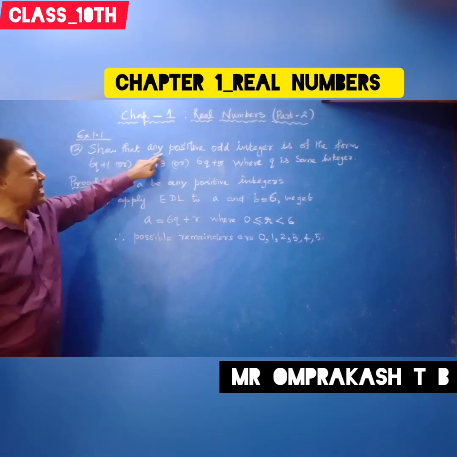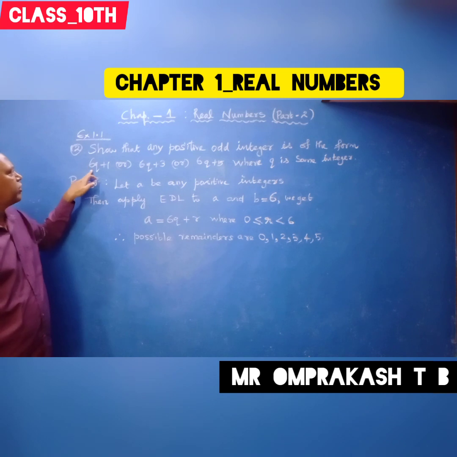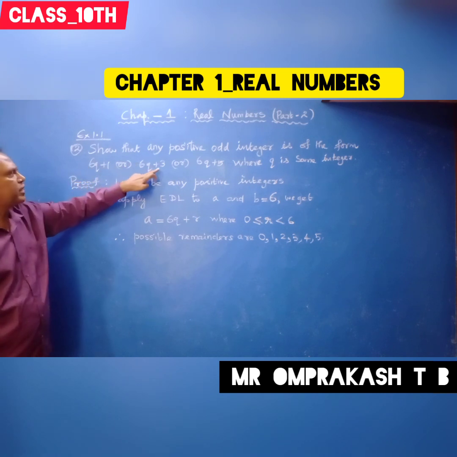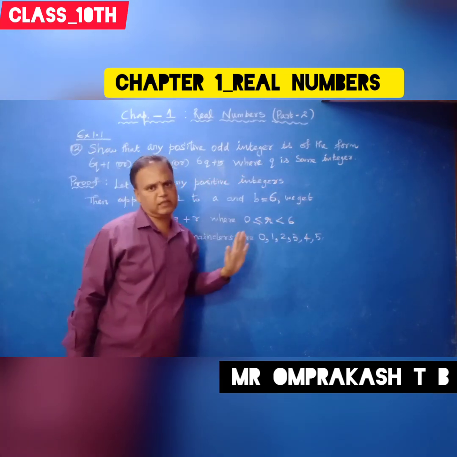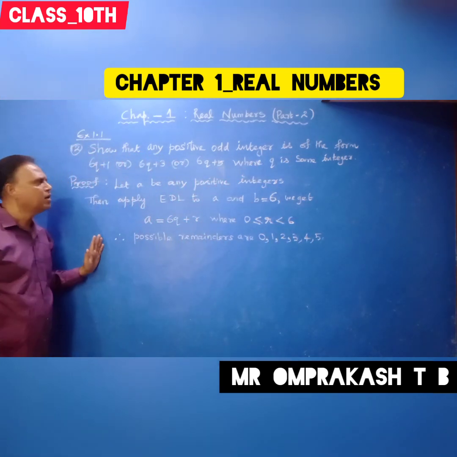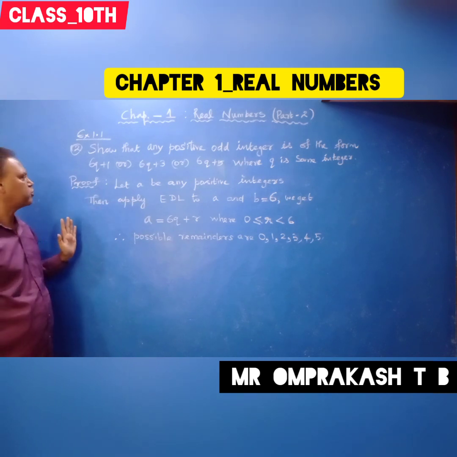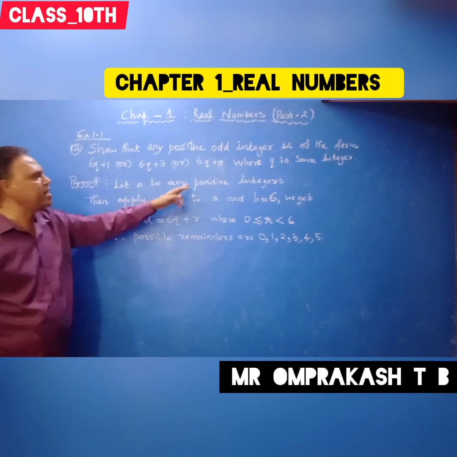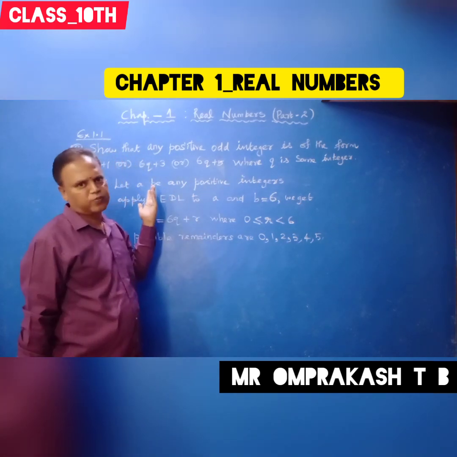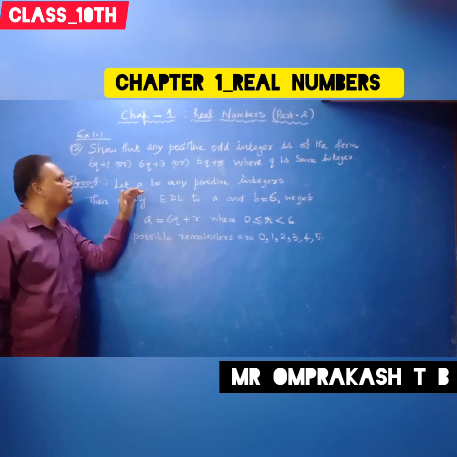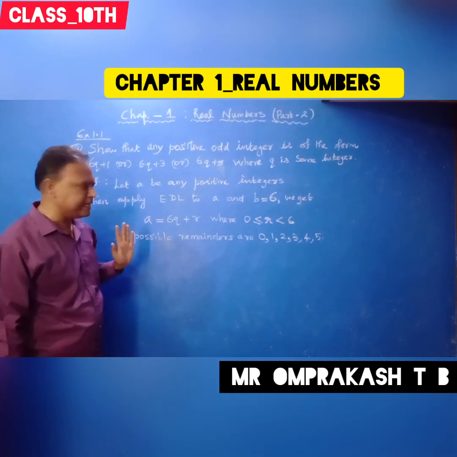Show that any positive odd integer is of the form 6q plus 1 or 6q plus 3 or 6q plus 5, where q is some integer. You have to prove this. Clear? So for that you have to use Euclid Division Lemma in this proof also. See proof, let a be any positive integer you take. You can take x also. So here for our convenience I am taking a. Let a be any positive integer.